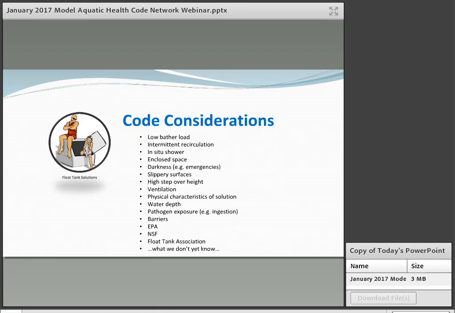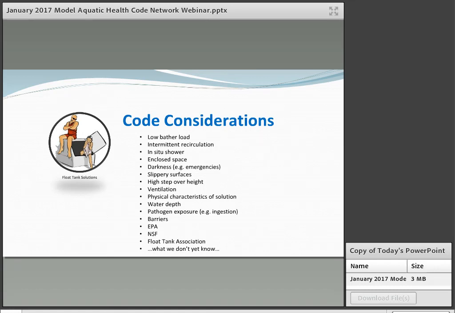Okay, so I'm getting close to the end here. I'm not sure where I'm out on time, but so some of the code considerations. One, it's a very low bather load. It's one person at a time, which might cycle 8 or 10 people in a day, depending upon the facility. It's just a very low bather load. And there's going to be more details about that in the future.